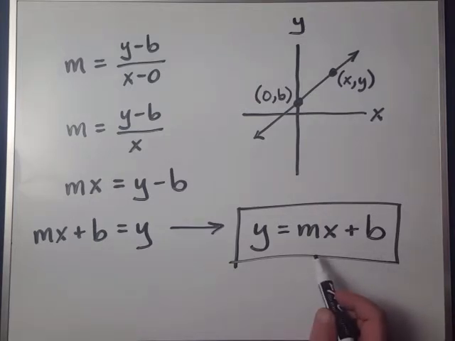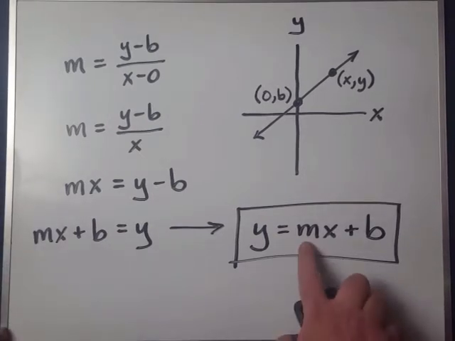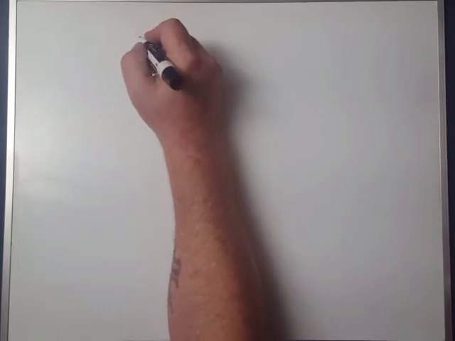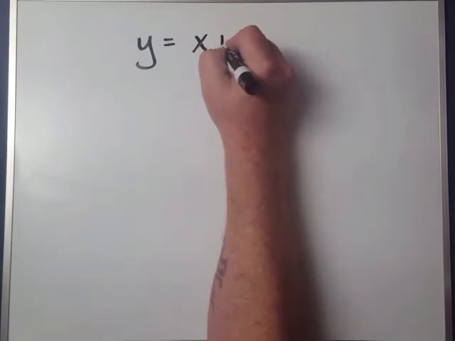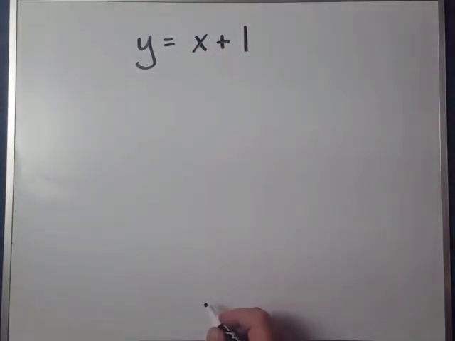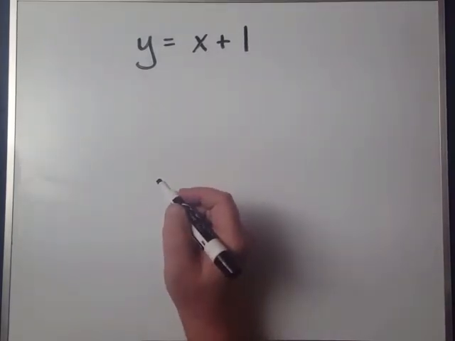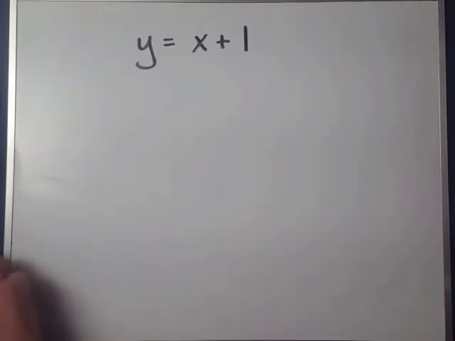In this particular case, it'll be very easy, given an equation already solved for y, to determine the slope and the y-intercept. So let's do a couple of those. In the homework set, number 8. She asked me to identify the slope and the y-intercept of the line.